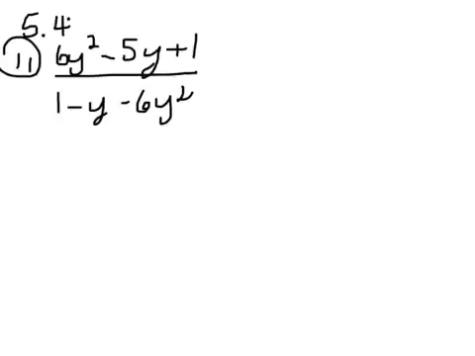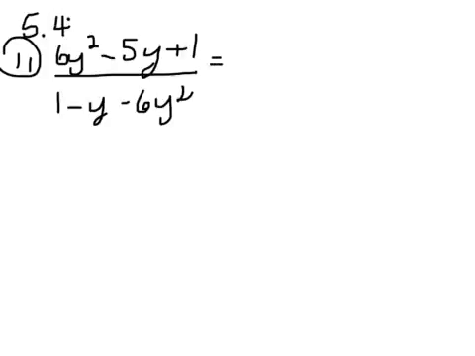Okay, this is 5.4, number 11, and we're supposed to simplify these rational expressions. What we're looking to do is basically reduce a fraction. A rational expression, a ratio, is a fraction. We're trying to simplify a fraction, which means we want to reduce it. Well, in order to do this, we need to factor it.